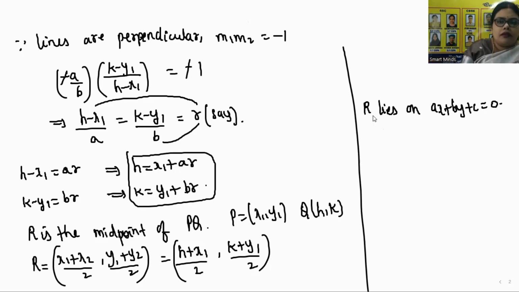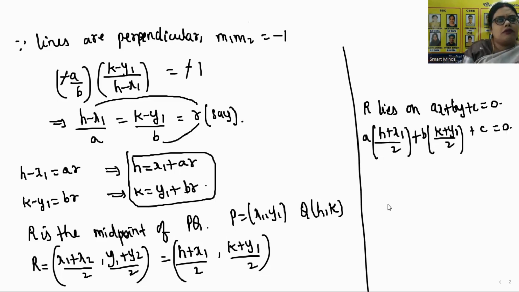Now in the place of x and y, we will substitute this point R which we got just now. So a(h + x1)/2 + b(k + y1)/2 + c = 0. Now we need to take the LCM. So multiply this into this, this into this. So ah + ax1 + bk + by1 + 2c, since there is no division by 2 here, we need to multiply c with 2, equals 0.